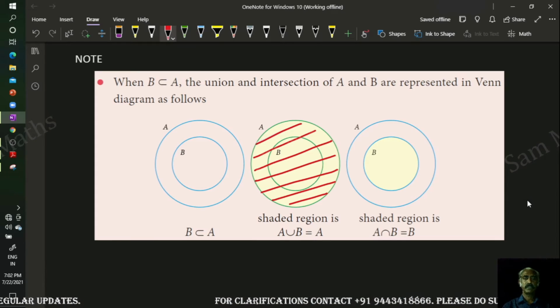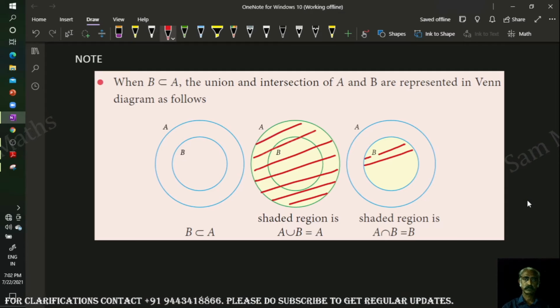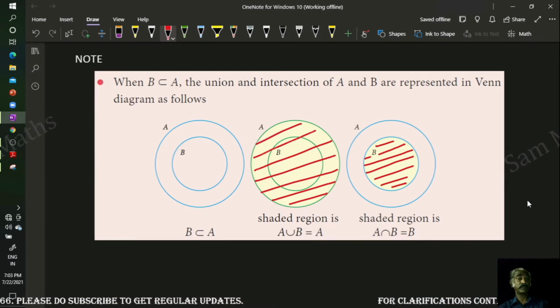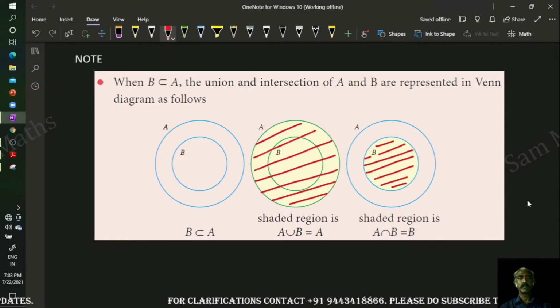Okay, children. Next is A intersection B, common for A and B. That is B itself. Clear, children? If B is a proper subset of A, which can be drawn like the first diagram, then in the second diagram A union B is equal to A, union of both the sets. The third one is A intersection B is the B set.